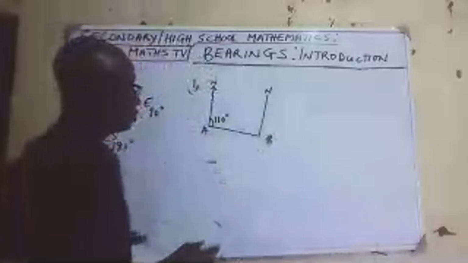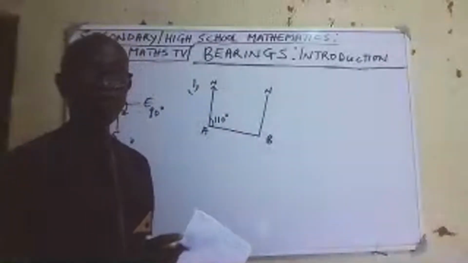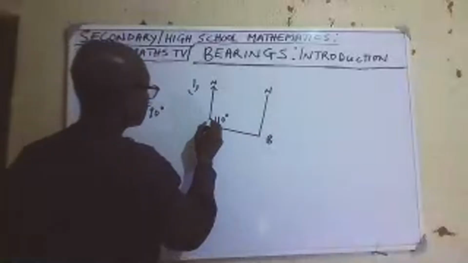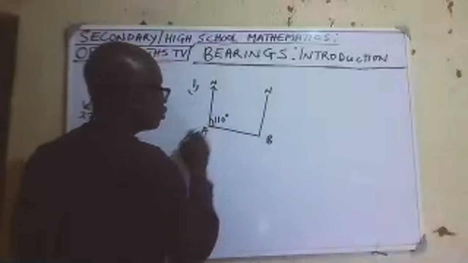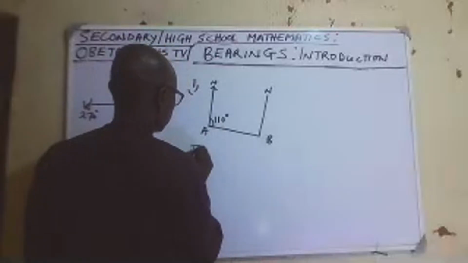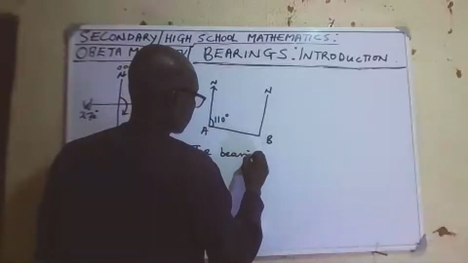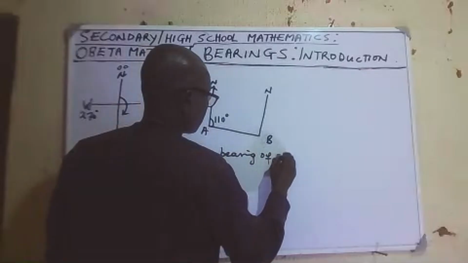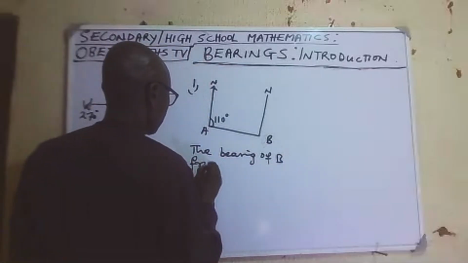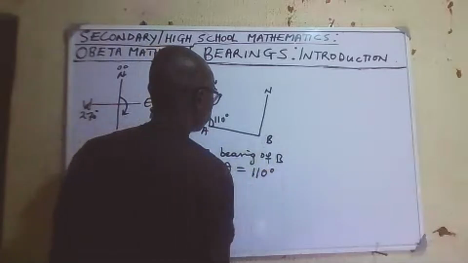Okay. So for us to find the bearing of B from A, you start from the north to the line joining B, and that is this. So the bearing of B from A is equal to 110 degrees.